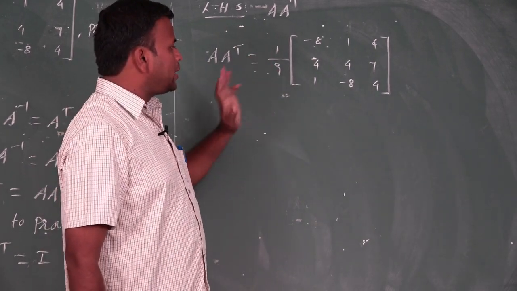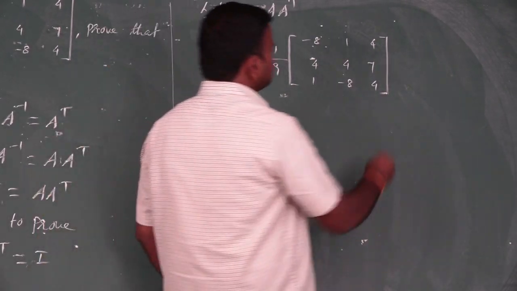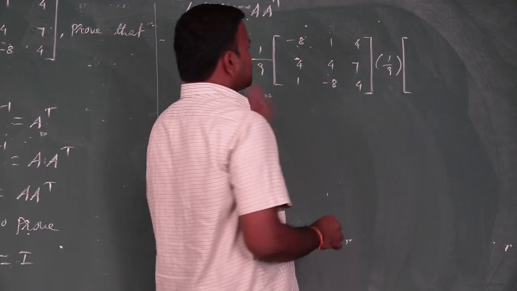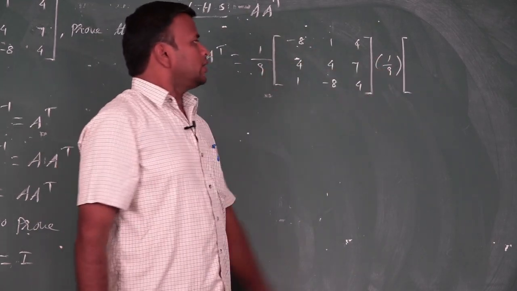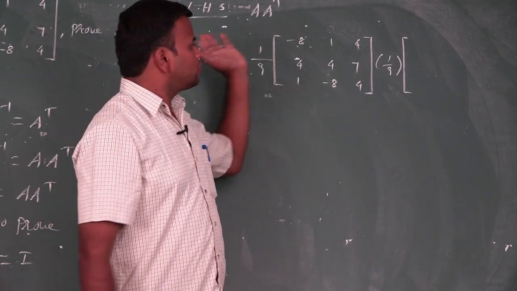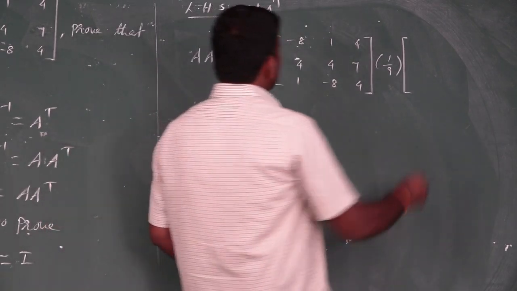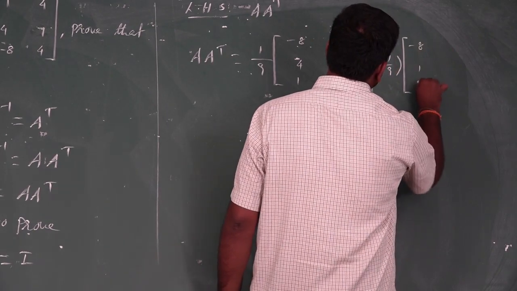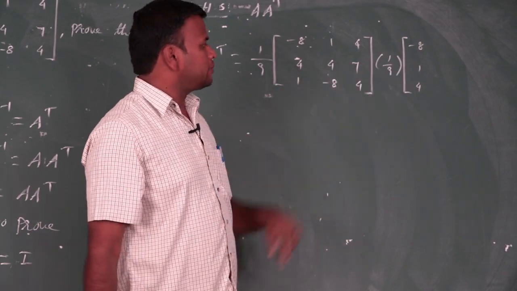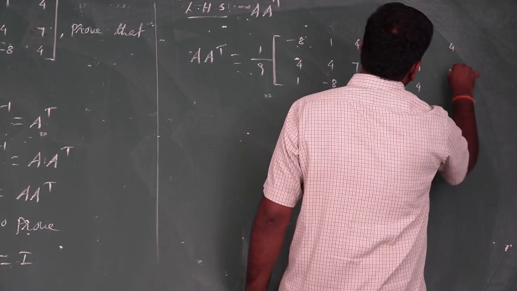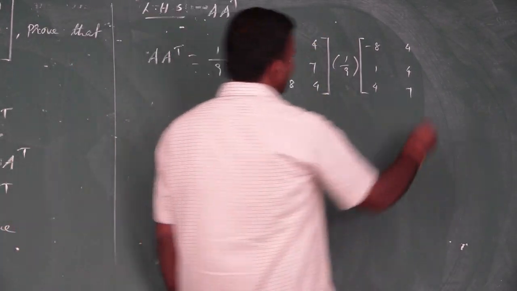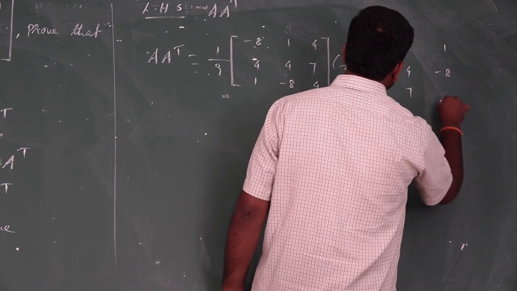The number 1 by 9 outside is the same, so I keep 1 by 9 outside and just take the transpose of the individual elements. We need the transpose of matrix A, so the first row becomes the first column: minus 8, 1, 4. The second row becomes the second column: 4, 4, 7. The third row becomes the third column: 1, minus 8, 4.